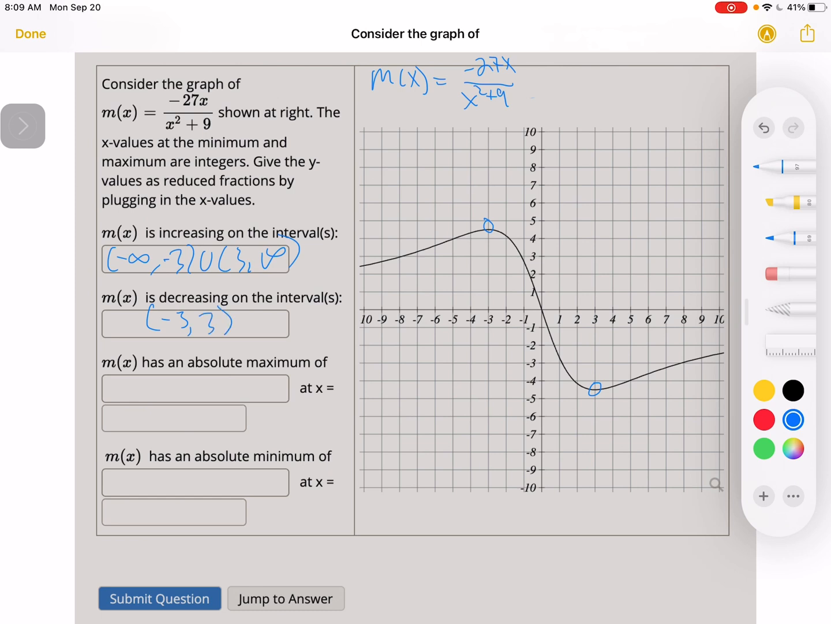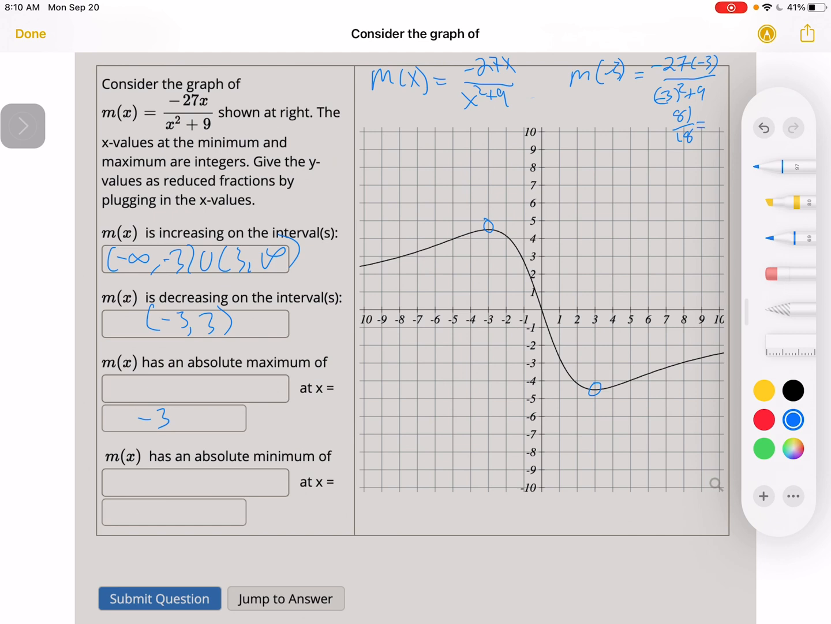And then if we look at absolute maximum, that's a high point. So that's going to be at x equals negative 3. And if we plug that value in, m of negative 3 is going to be negative 27 times negative 3 over negative 3 squared plus 9. So that's going to be 81 on top over 18 on bottom.